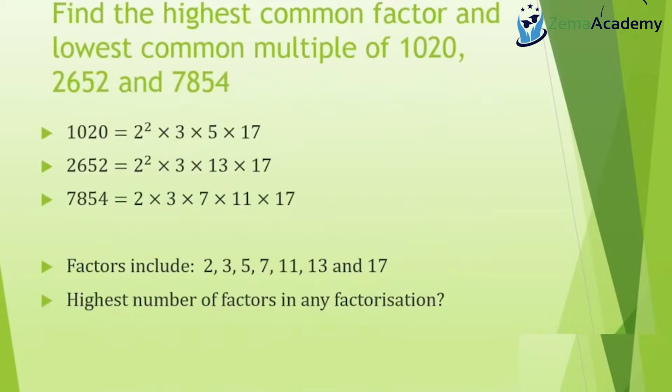Here's an example for the numbers we looked at earlier. The lowest common multiple of 1020, 2652 and 7854. Again, I've taken that factorisation that I did earlier. Up here you can see them, so 1020 is again 2 to the power of 2, or 2 times 2, times 3, times 5, times 17, and so on. Here, there's quite a few factors: 2, 3, 5, 7, 11, 13, and 17.